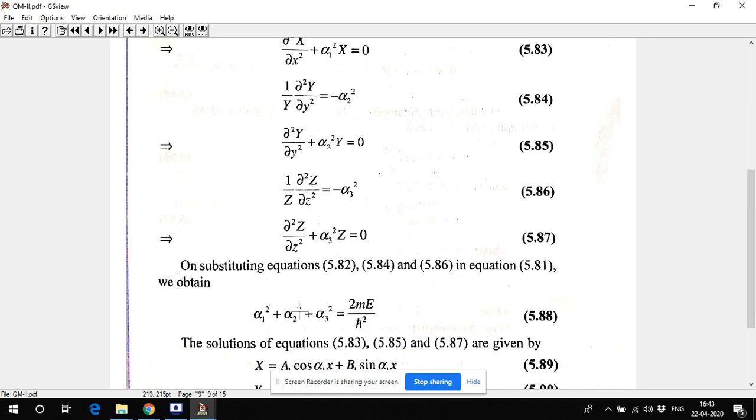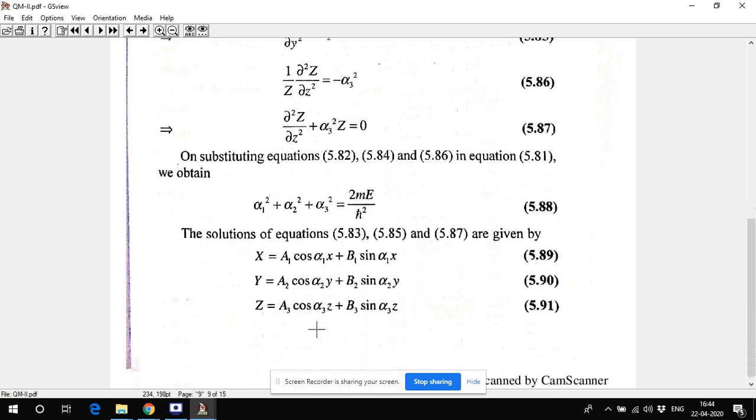In 1D, this whole term was equal to k square. In some books, it is written in kx, ky, kz. No issue, but yes, this was the constant there. So to calculate E, from here we have to determine this alpha 1, alpha 2, and alpha 3.